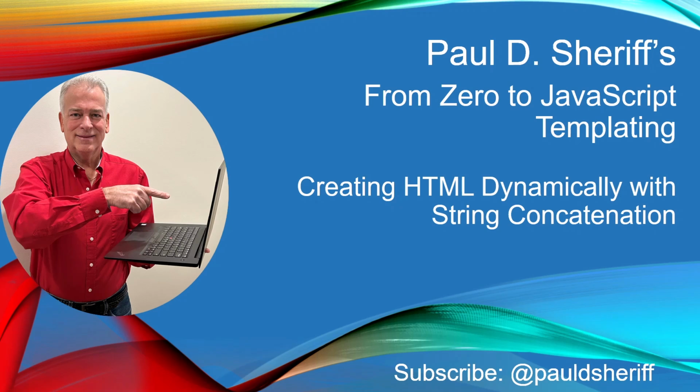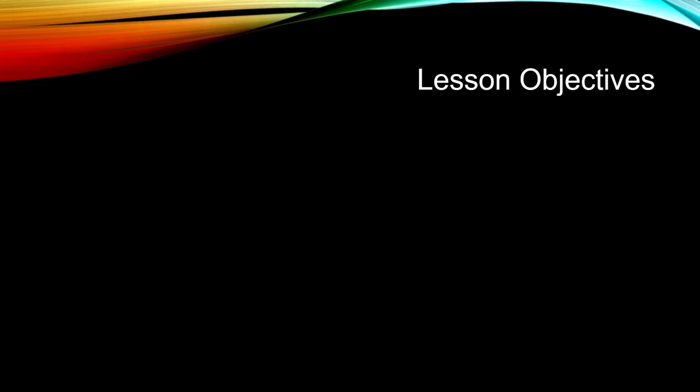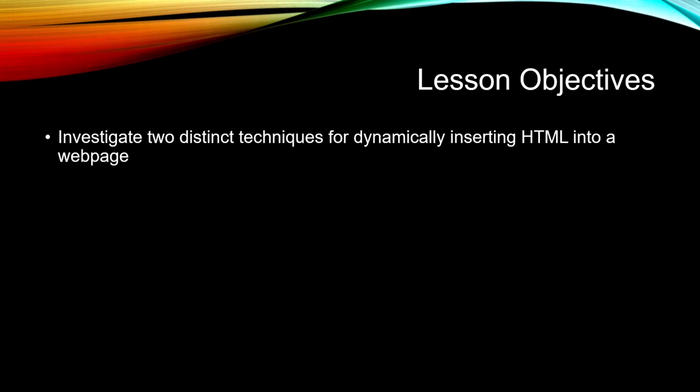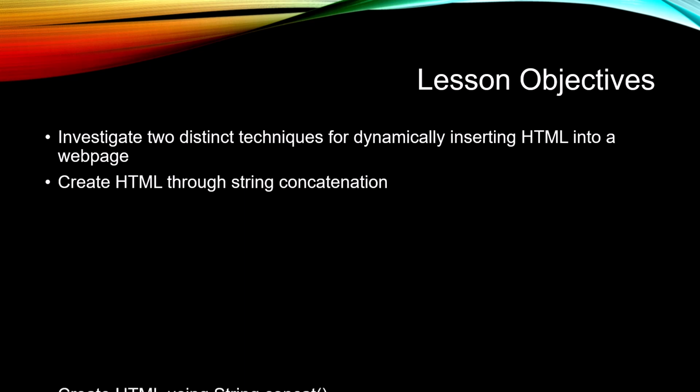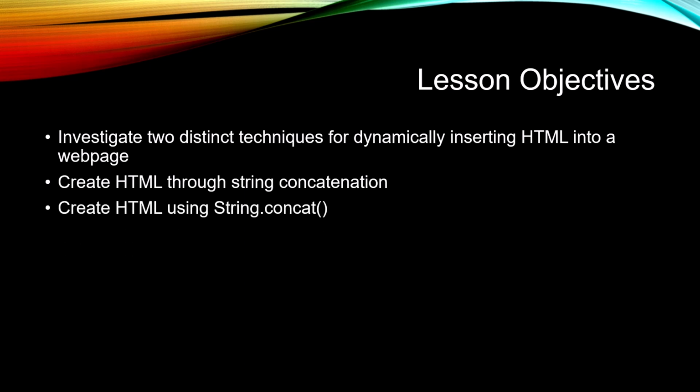This lesson is creating HTML dynamically with string concatenation. The objectives for this lesson are to investigate two distinct techniques for dynamically inserting HTML into a web page. You're going to create HTML through string concatenation. You'll also create HTML using String.concat.